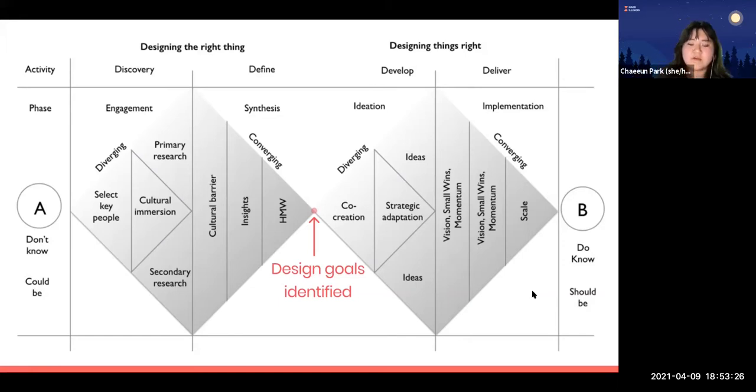Once you've extracted your key insights, you can turn those research insights into actionable design criteria. This is the very middle of the diamond, and a lot of times this is called the design brief. That's where you set out some quantifiable success metrics to be able to determine whether or not your design meets your users' needs.